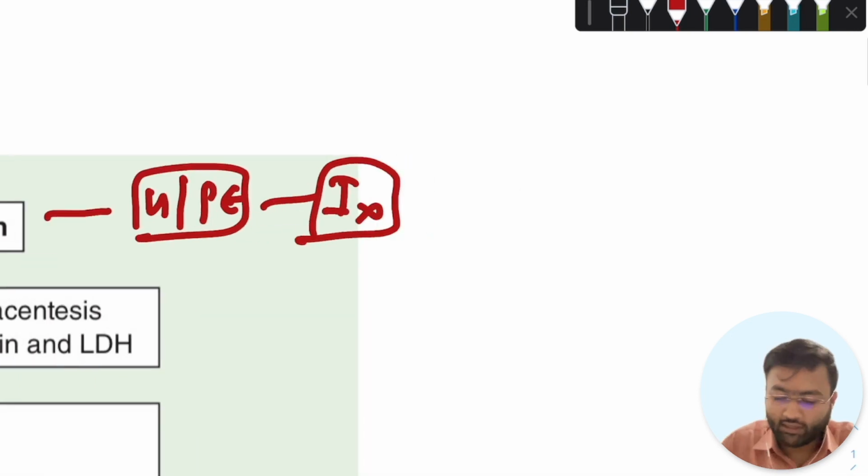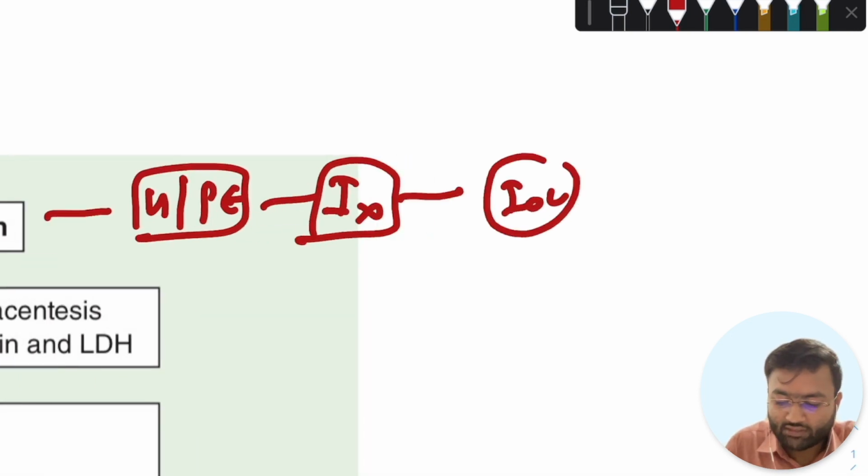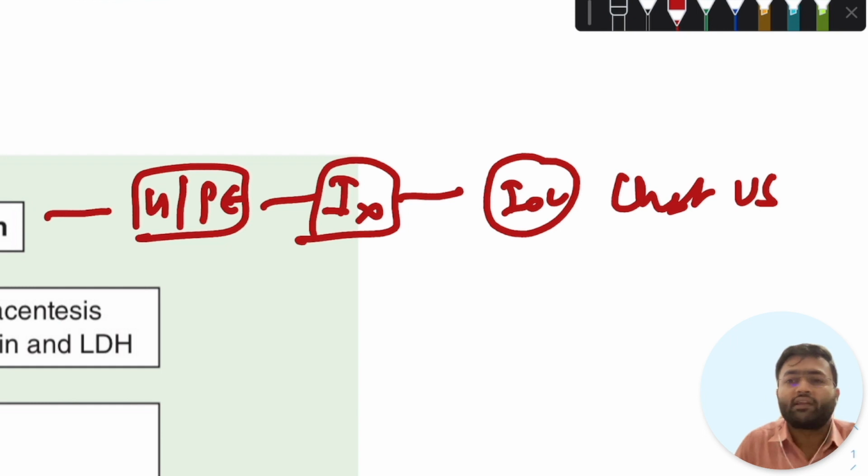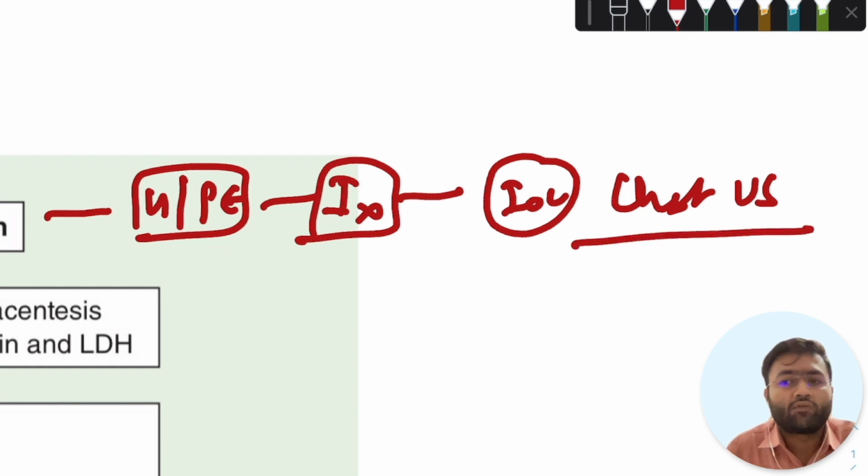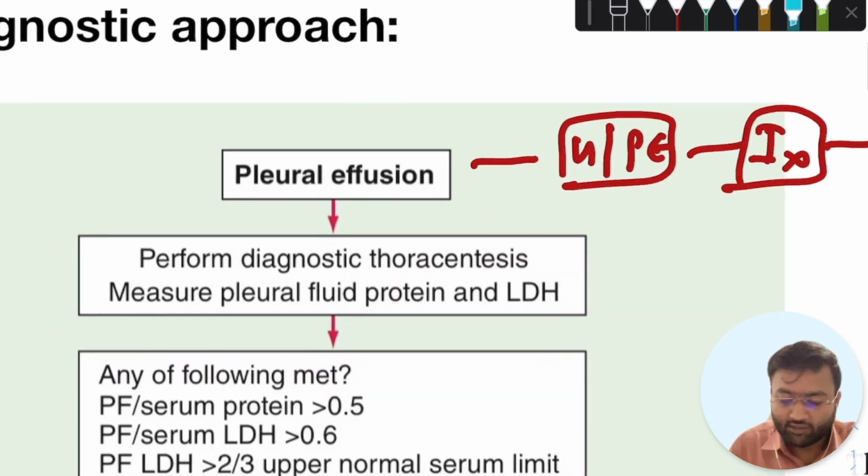In the investigation, remember that the investigation of choice is chest ultrasound. You can also go with the lateral decubitus X-ray. You can also go with CT scan, which is definitive in nature. Once you have confirmed this diagnosis, the next step is to go with diagnostic thoracentesis to look for the etiology.